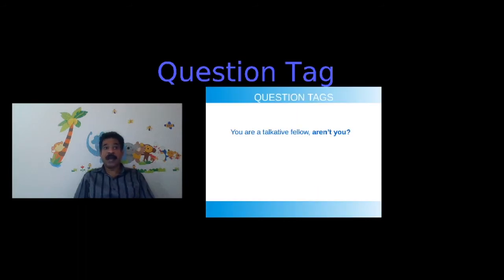So let's come back to our sentence. You are a talkative person, aren't you? In this sentence, the question tag is, yes, as we told earlier, aren't you? So how do we make question tags? First thing, when we are making a question tag, we have to find out whether the sentence is positive or negative.